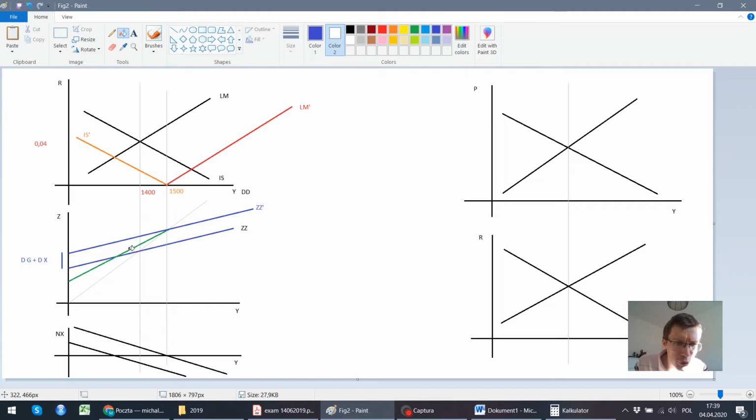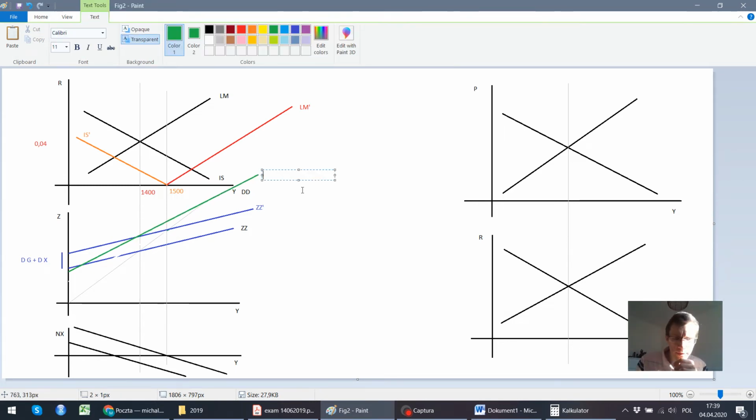Okay, so I will redraw the initial DD curve, so that it's in line with what should be there. The initial DD curve should be somewhere here. Okay, so this is the initial DD curve. You see, it's not easy.